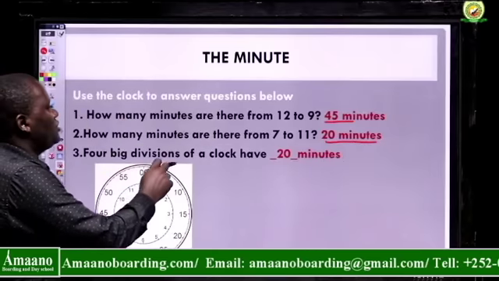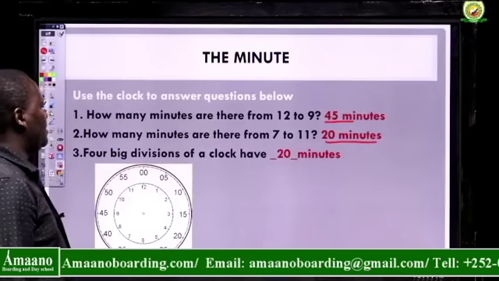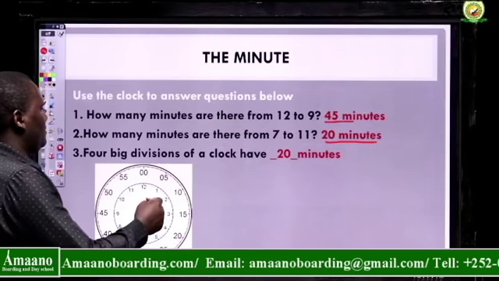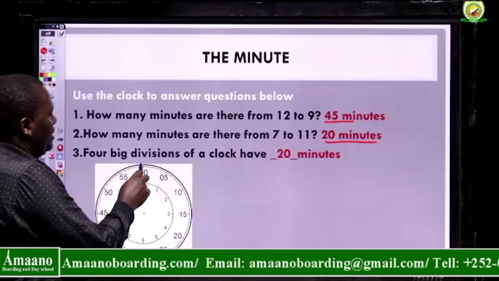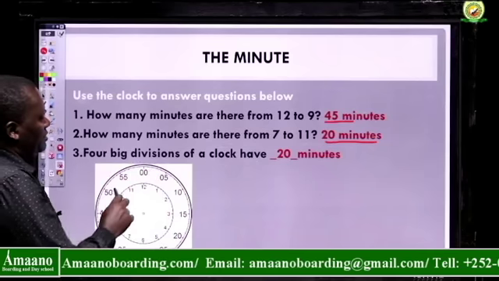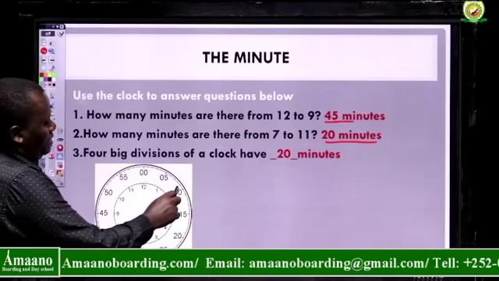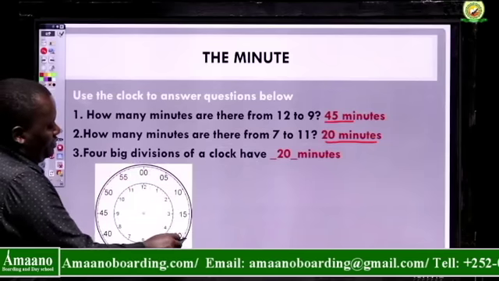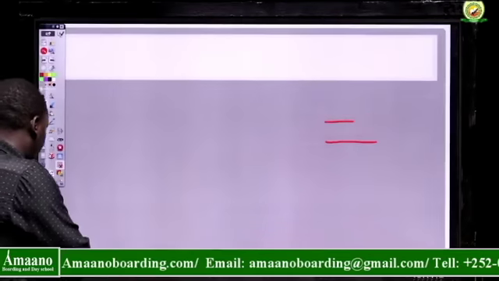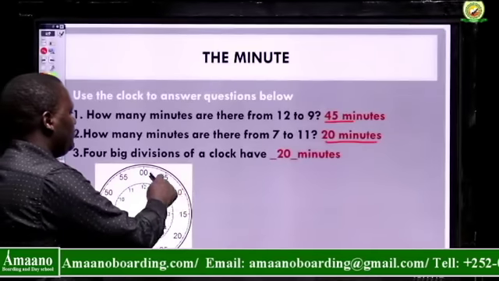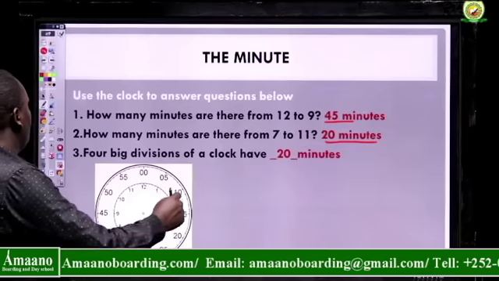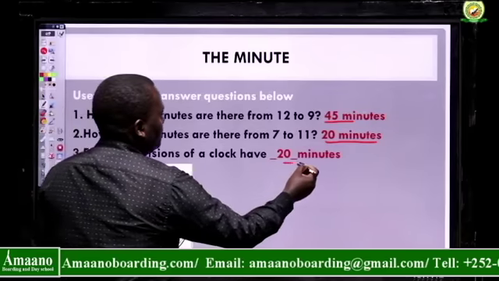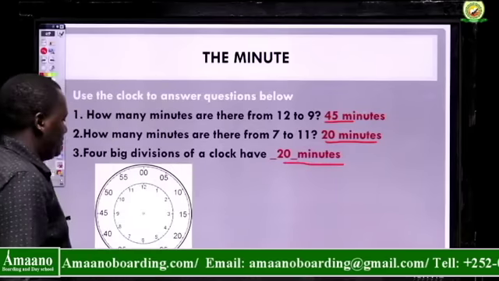4 big divisions of a clock have how many minutes? 4 big divisions. This one division from here up to here, that's one division. 2, 3, 4. So it has 20 minutes. 4 big divisions have 20 minutes. That's how I got these 20 minutes there.